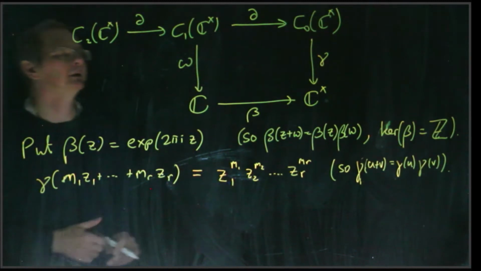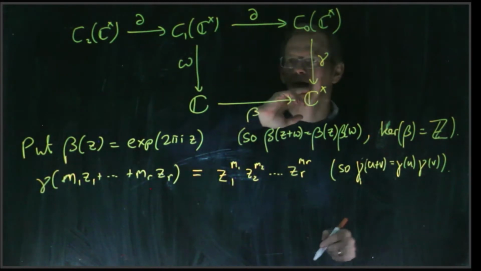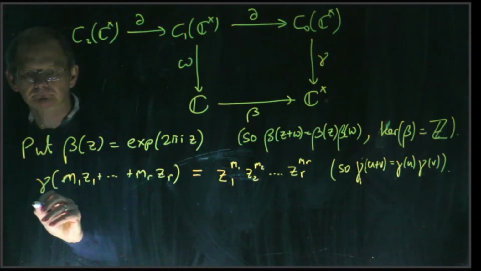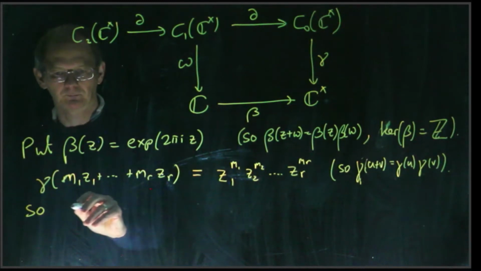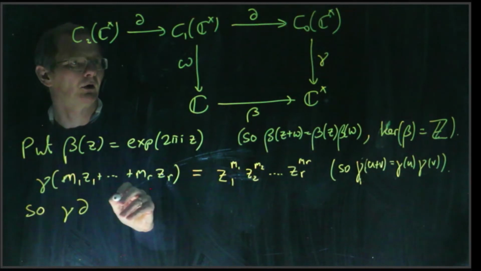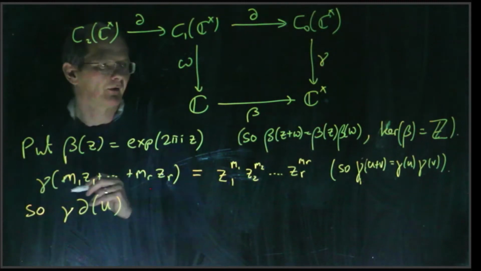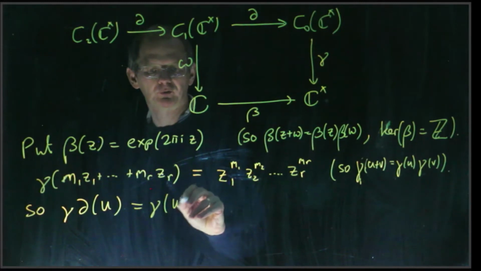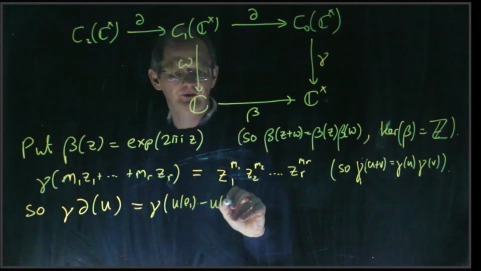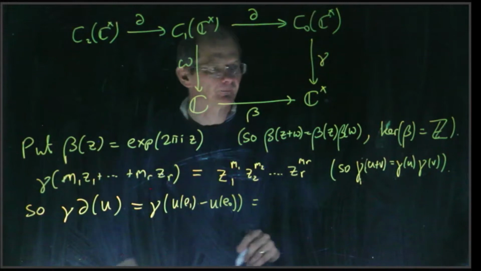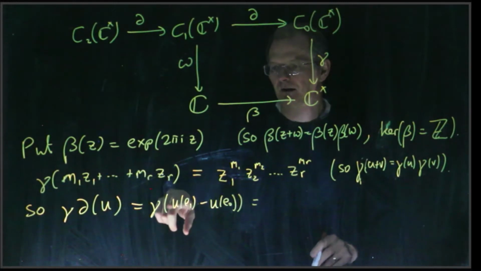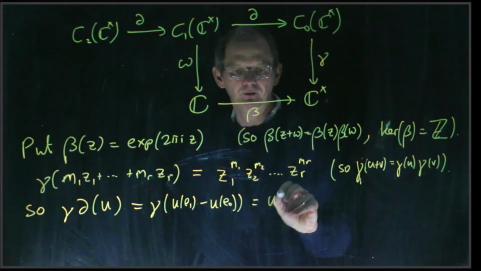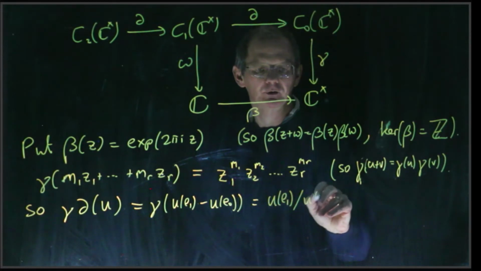Okay, so we've got this diagram here. I want to claim that this commutes. So gamma d of some path u. Okay, so that's gamma of u of e1 minus u of e0. And just by consulting the definition here, you get u of e1 to the plus 1 and u of e0 to the minus 1. So that's u of e1 over u of e0.